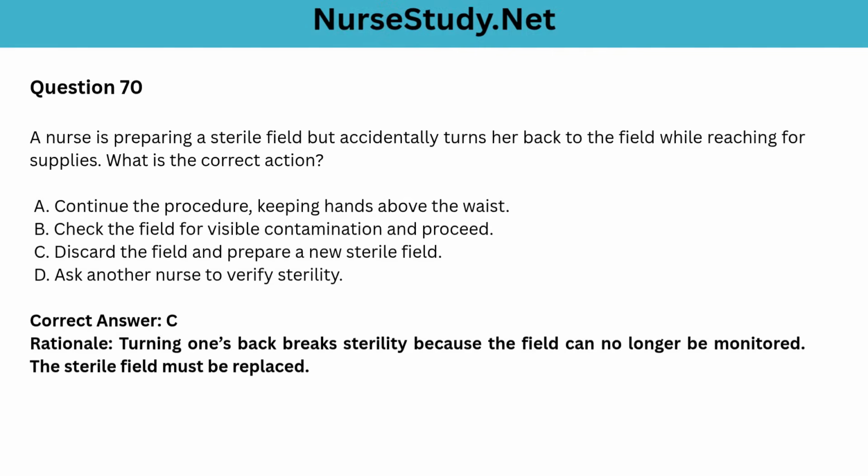Correct answer C. Rationale. Turning one's back breaks sterility because the field can no longer be monitored. The sterile field must be replaced.